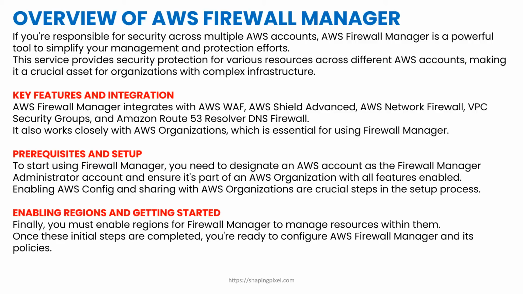So to start using Firewall Manager, you need to designate an AWS account as the Firewall Manager administrator account and ensure it's part of an AWS organization with all features enabled. Enabling AWS Config and sharing with AWS Organizations are crucial steps in the setup process. Finally, you must enable regions for Firewall Manager to manage resources within them. Once these initial steps are completed, you are ready to configure AWS Firewall Manager and its policies.